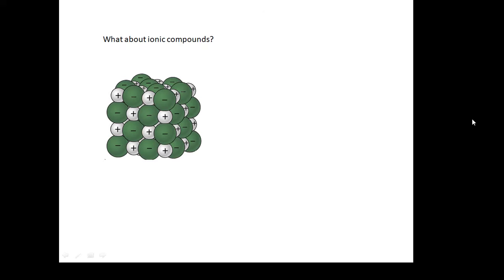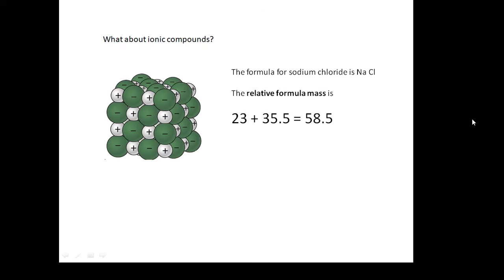What about ionic compounds? Well, there's relative atomic mass, relative molecular mass. With ionic compounds, we call it the relative formula mass. Now, the formula for sodium chloride is NaCl, so the relative formula mass will be 23 plus 35.5 is 58.5. That's the relative formula mass of sodium chloride. Work out those. There's your homework. I'm not going to tell you the answers. Work them out.